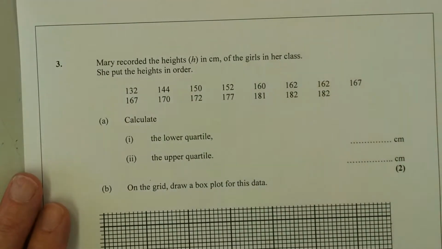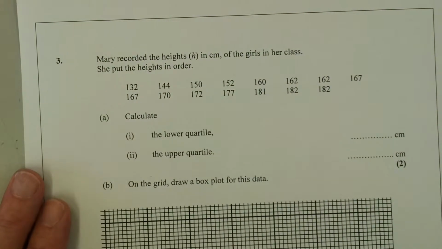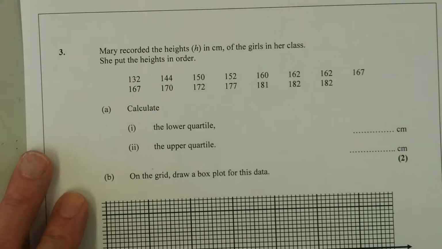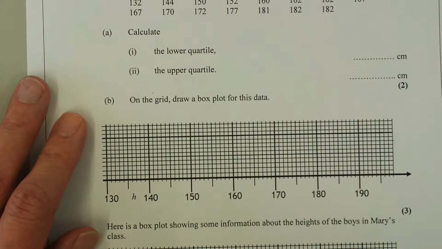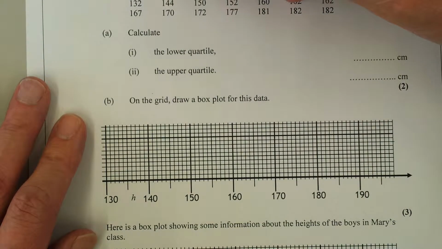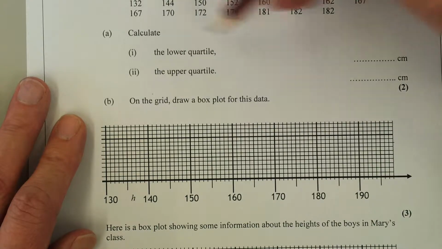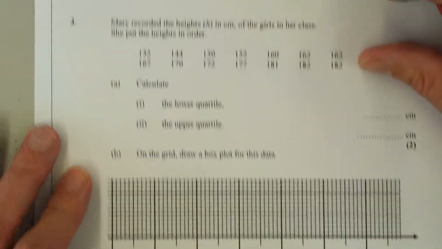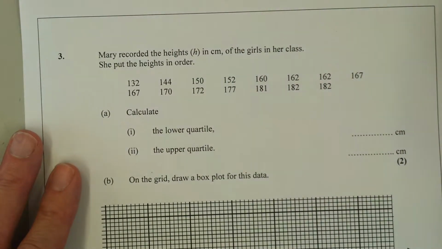Okay, this is question 3 in the topic area of cumulative frequency and box plots. This is a box plot question. Mary recorded the heights in centimetres of the girls in her class. She put the heights in order. Now that's important, so you would always check to make sure they're in order, because if not, you would have to put them in order yourself.